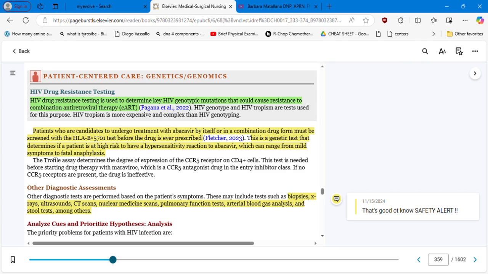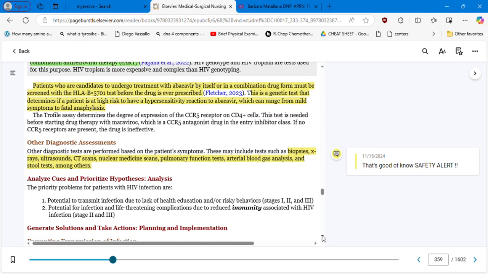Patients who are candidates to undergo treatment with abacavir by itself or in a combination drug form must be screened with the HLA-B*5701 test before the drug is prescribed. This is a genetic test that determines if a patient is at high risk of having a hypersensitivity reaction to abacavir. So before taking that medication, the patient needs to take the HLA-B*5701 test to see if there is a hypersensitivity reaction, right? Which can range from mild symptoms to fatal anaphylaxis. And that is good to know.